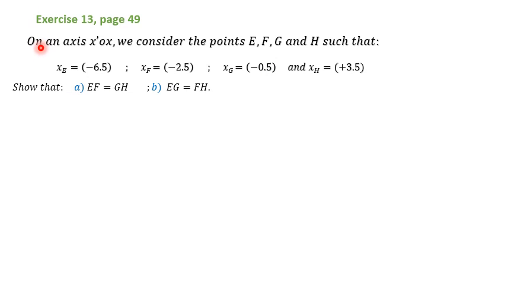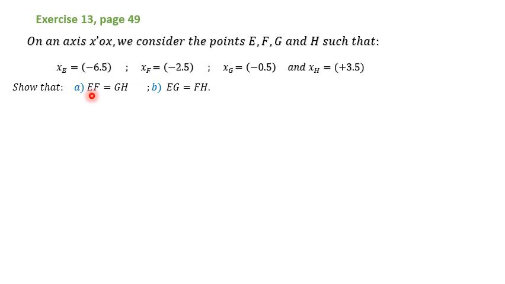Exercise 13. On an x-axis, we consider the points E, F, G, and H such that the abscissa of E is minus 6.5, abscissa of F, or XF, is minus 2.5, abscissa of G is minus 0.5, and abscissa of H is plus 3.5. Look dear, here they didn't ask me to draw the abscissa axis and locate the points. Okay, you don't have to draw it. The question is, show that EF equals GH.